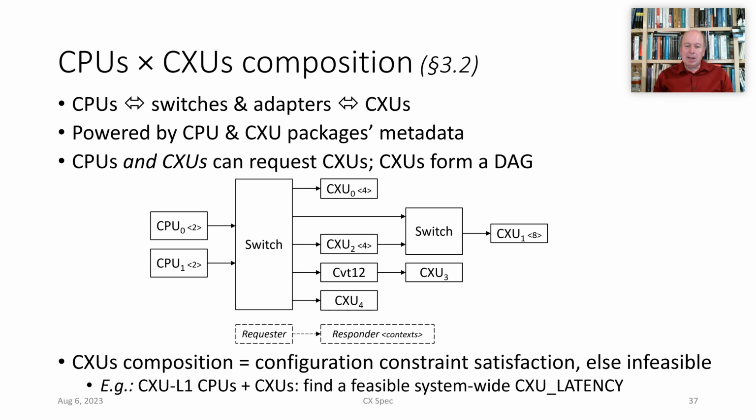In summary, composition of CXUs is a configuration constraint satisfaction problem. And in some cases, there is no feasible solution. For example, if a CPU can only support a CXU latency of 1 cycle, and a CXU can only support a CXU latency of 3 or 4 cycles, automatic composition will fail.